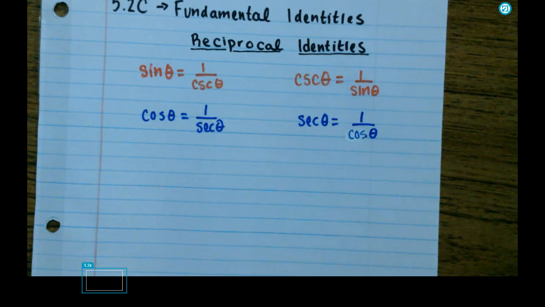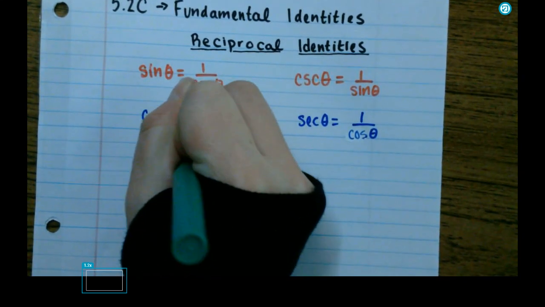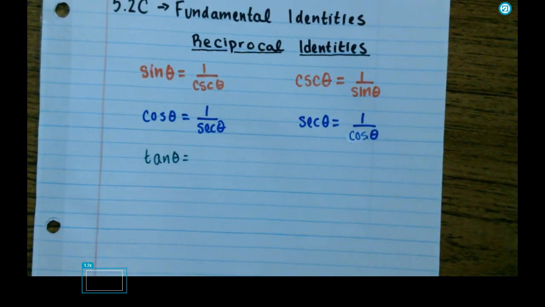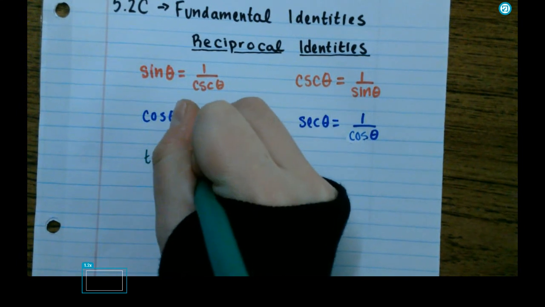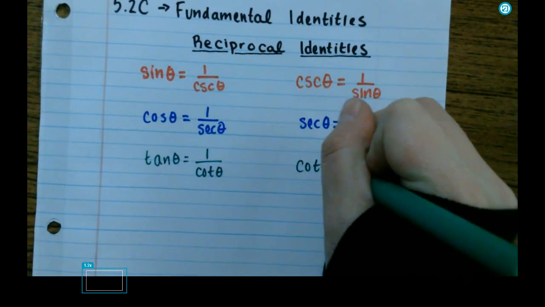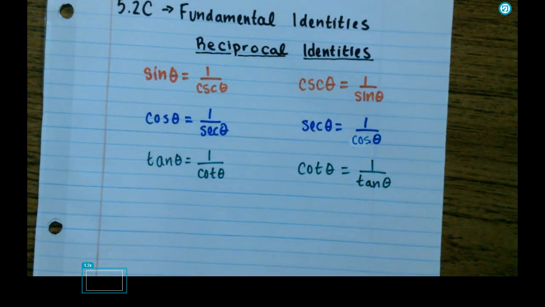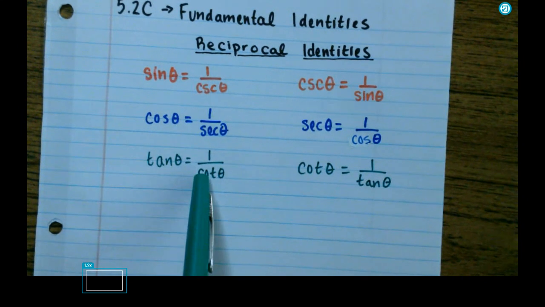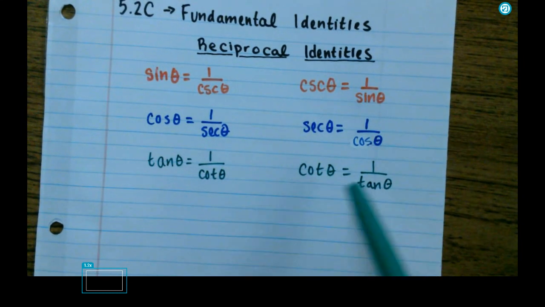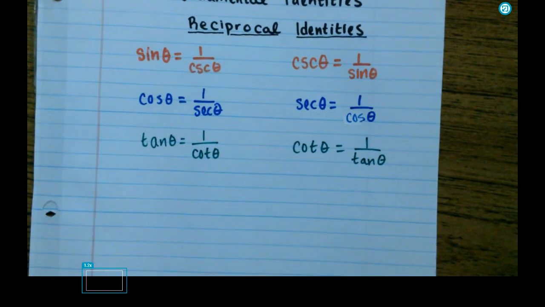Okay. Last one. Tangent of theta is the reciprocal of cotangent. So tangent of theta is equal to 1 over cotangent of theta. And then cotangent of theta is equal to 1 over tangent of theta. Let me make sure I didn't make any other typos. Sine, cosine, tangent, cotangent, secant, cosecant. Okay, we're good. So those are all of our reciprocals.